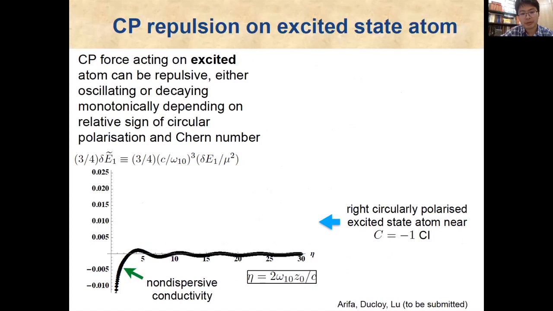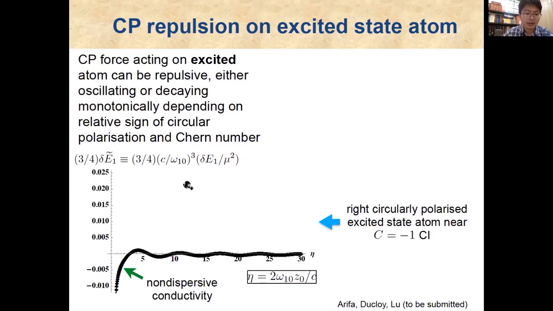So we'll just focus on two simple cases. We've looked at the Casimir-Polder interaction for both excited state and ground state atoms in different dipole configurations. For example, we've looked at dipoles which are aligned parallel to the surface, perpendicular to the surface, and also circularly polarized dipoles. But we find the novel, interesting, repulsive Casimir-Polder features arise only for the case where the dipole moment is circularly polarized. So here we look at the case of a right circularly polarized excited state atom near a C equals minus one Chern insulator.